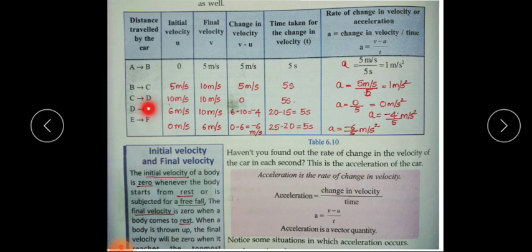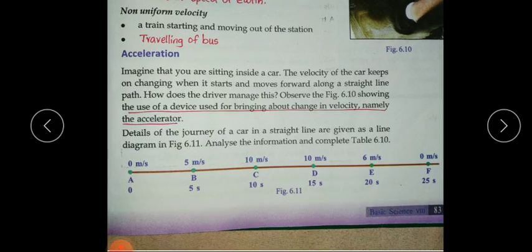Next, moving from C to D. C is the initial point, D is the final point. 10 meter per second is the initial velocity and 10 meter per second is the final velocity. And time at C is 10 seconds and time at D is 15 seconds. So what is the change in time? 15 minus 10, that is 5 seconds. What is the change in velocity? 10 minus 10, that is 0. That means there is no change in velocity.